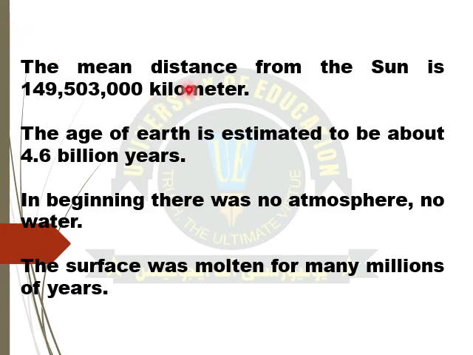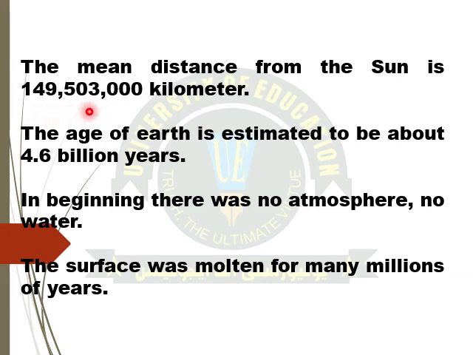Now we talk about the distance of the Sun from the Earth. It is estimated by researchers that the distance between the Sun and Earth is approximately 14 crore, 95 lakh and 3000 kilometers.